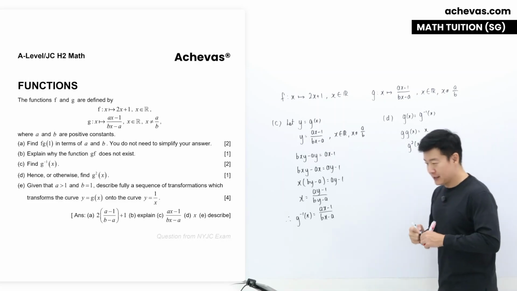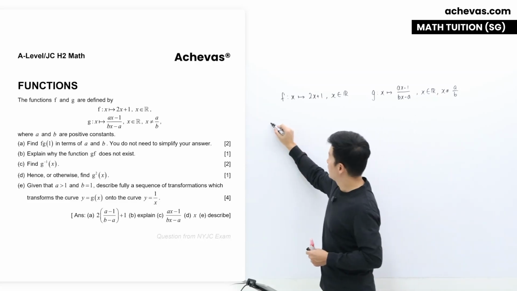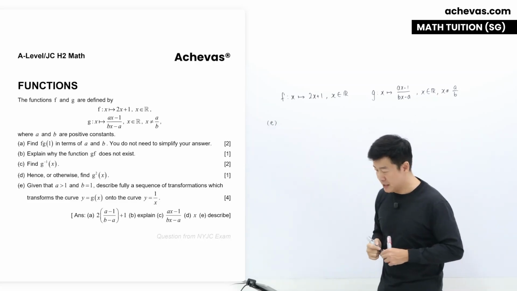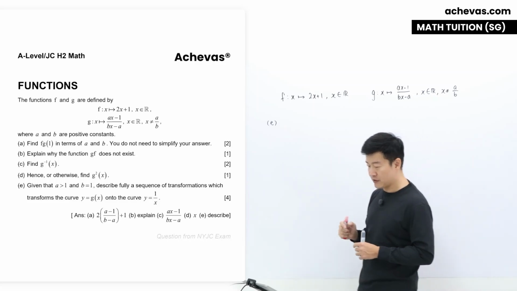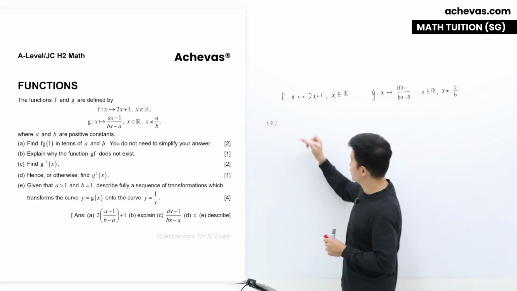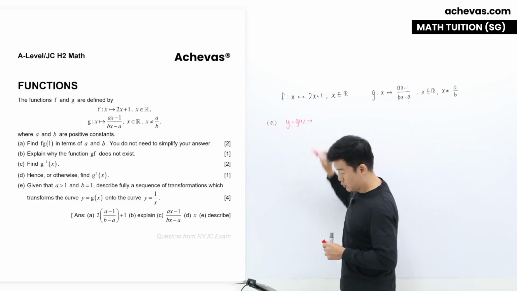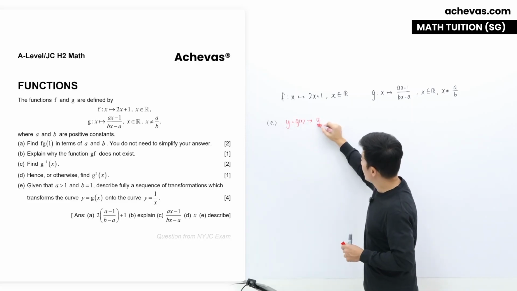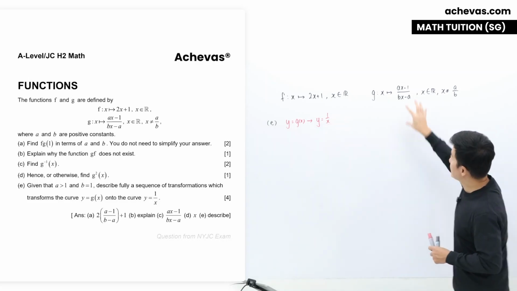Okay, let's move on. Let's take a look at the last part of this question. The last part of this question, part E, requires us to describe a full sequence of transformations that will transform the graph of y = g(x) to the curve y = 1/x. And g(x) is this.